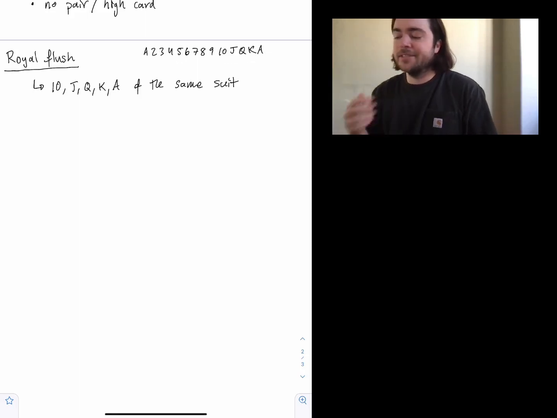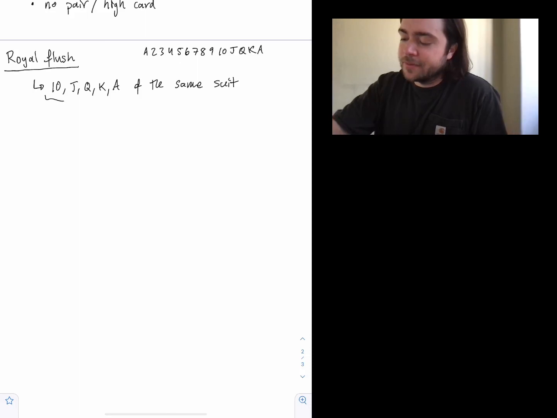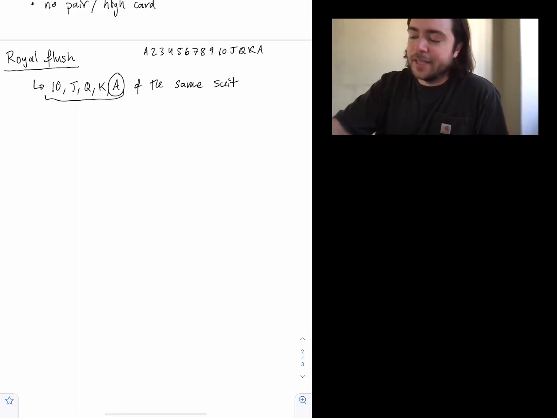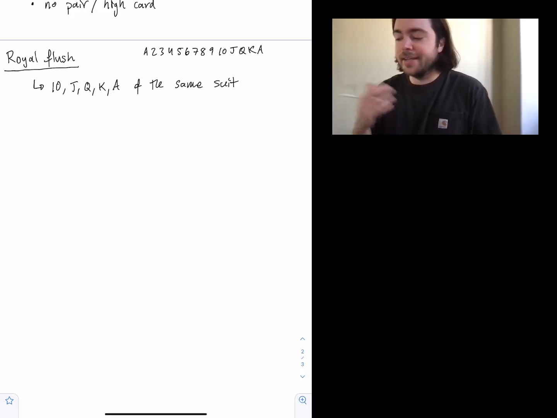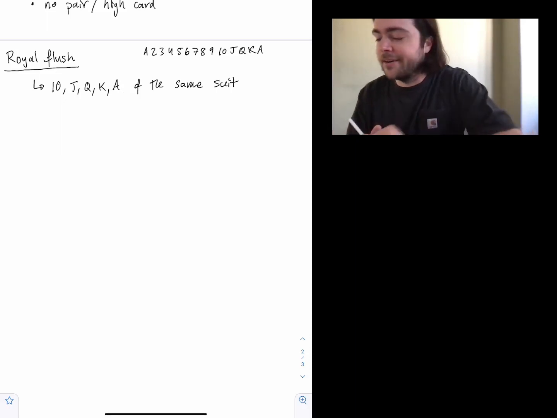When we get to counting straights, this will play more of a role, but I just wanted to write that here in case you were wondering why the ace was to the right of the King. It's because the ace can be the low card or the high card in the straight.